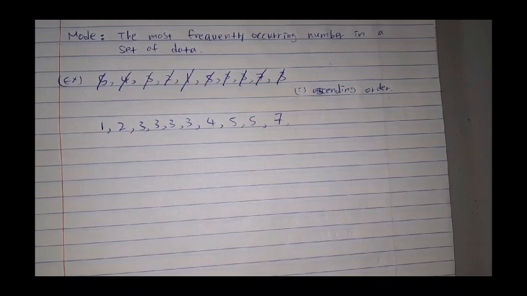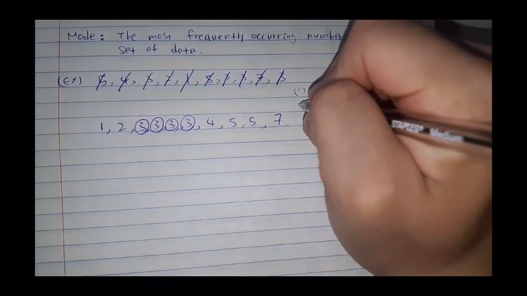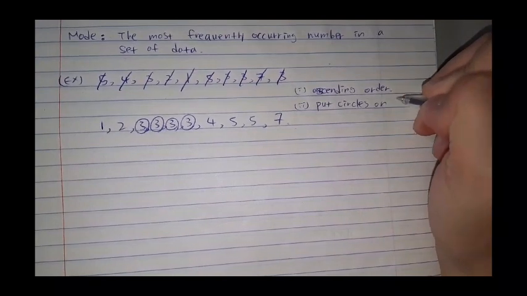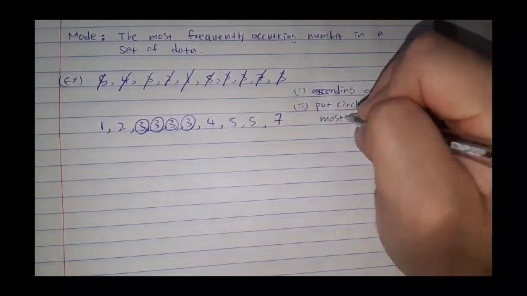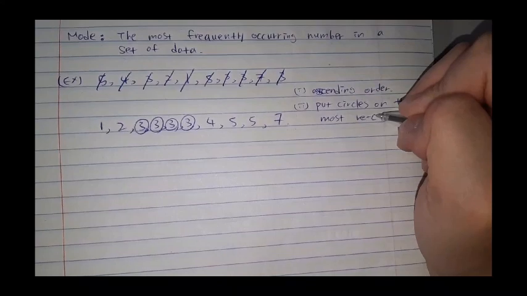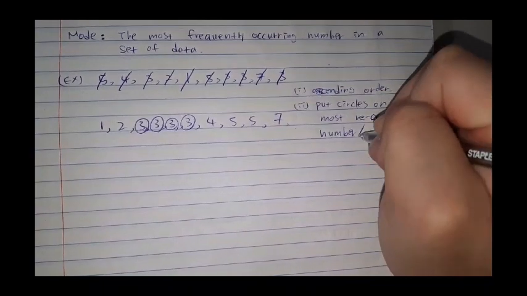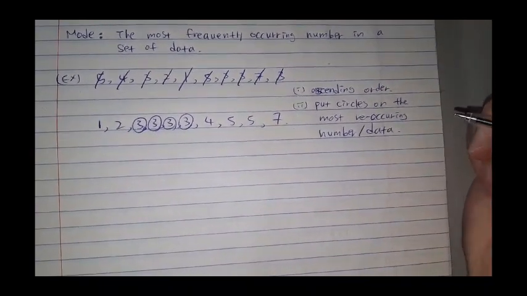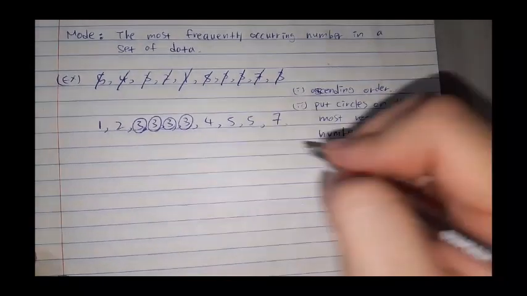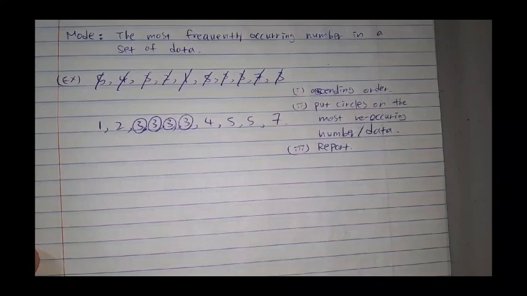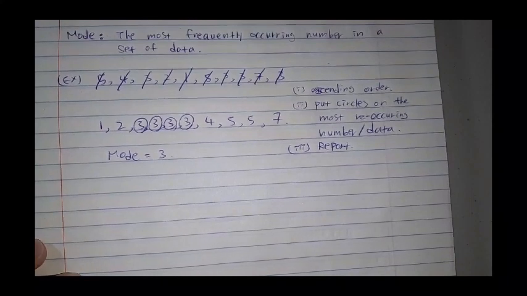Now, as you may notice, at this point, I circle the most recurring number or data. That's what I do as a second step. And for the last step, report the value. My mode, in this example, is equal to 3.